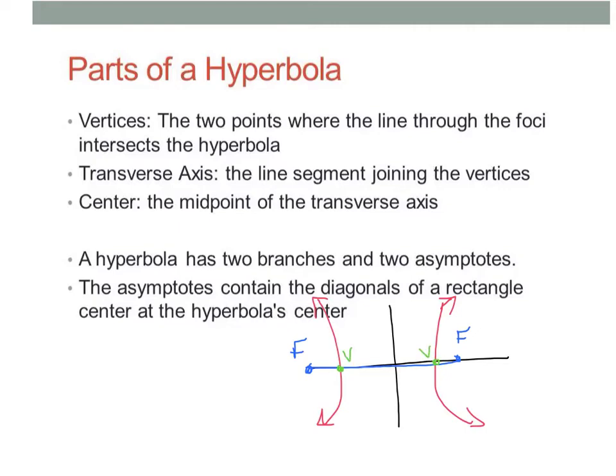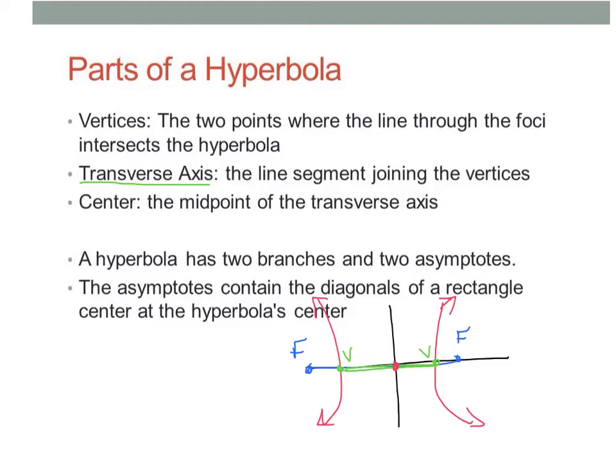The transverse axis is the segment joining the vertices. So the distance between those two vertices is my transverse axis. We'll say that was green. We still have a center, and it's the midpoint of the transverse axis. And we have our two branches. And we also have two asymptotes.